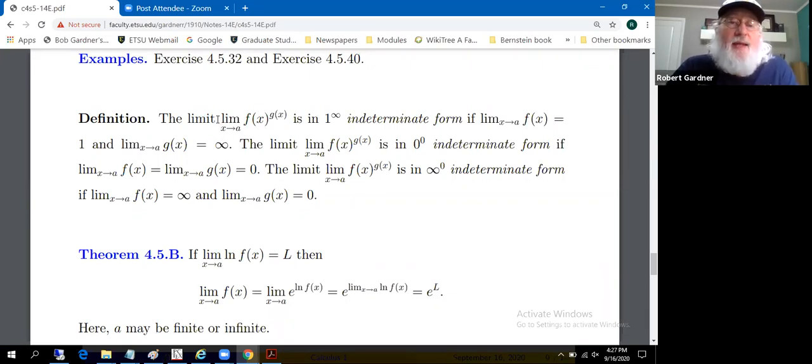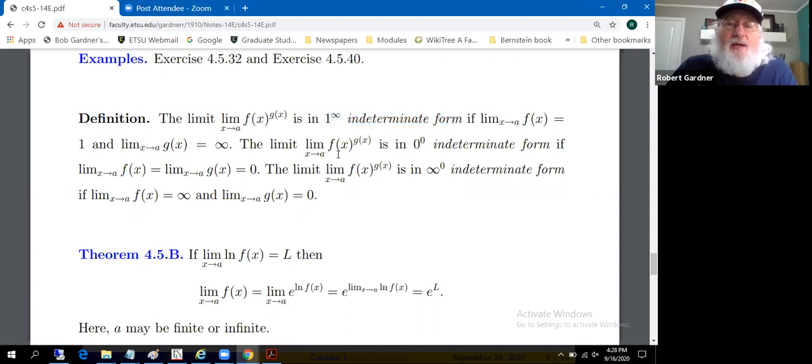Here we're considering a limit as x approaches a of f of x to the g of x power. This is said to be of the 1 to the infinity indeterminate form if the limit of the base function is 1 and the limit of the function in the exponent is infinity. By the way, what is 1 to the infinity power? It's an indeterminate form of a limit. Don't give me no number stuff. Don't tell me it's 1. It's not. You don't do arithmetic with the infinity symbol. 1 to the infinity is an indeterminate form of a particular kind of limit.